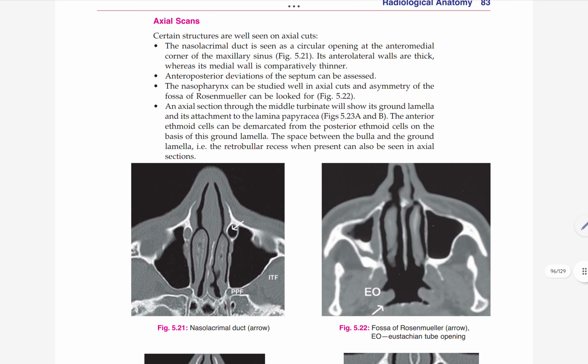Axial scans. Certain structures are well seen on axial cuts. The nasolacrimal duct is seen as a circular opening at the anterior medial corner of the maxillary sinus. Its anterolateral walls are thick, whereas its medial wall is comparatively thin. Anterior posterior deviations of the septum can be assessed. The nasopharynx can be studied well in axial cuts, and asymmetry of the fossa of Rosenmuller can be looked for.